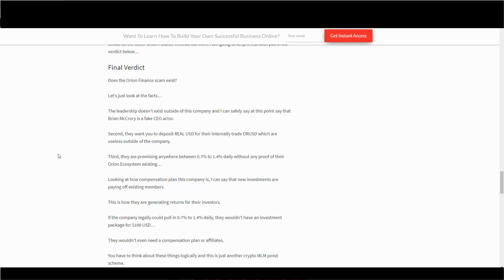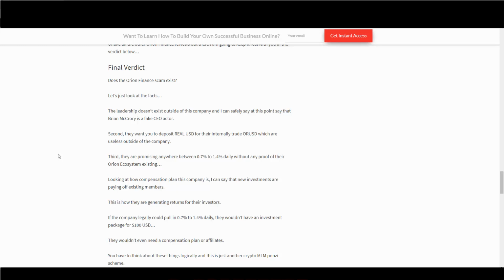You know, for example, if they could personally pull in this 0.7 to 1.4% daily, they wouldn't need an investment package for $100. And they wouldn't need a compensation plan or even affiliates. They would just take a handful of investors and become billionaires in a short few years. And that's the truth if this was legal, right? But the fact is, this is 100% compensation plan driven, meaning that new investments are paying off existing members, which makes this company a Ponzi scheme, which is illegal.